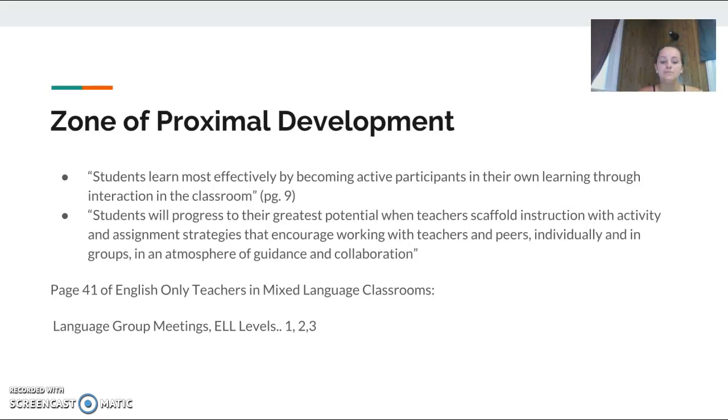And I saw on page 41 of English Only Teachers in Mixed Language Classrooms that you should always have language group meetings, and that's kind of like zone of proximal development. I learned that there are different levels of ELL learners. Level 1 is probably someone just moving to the United States, coming brand new into your classroom, not knowing any English. Level 2, they've been there for a year. Level 3, they've been there for over a year. I think that you need to take into consideration what level they're at and scaffold them through that.